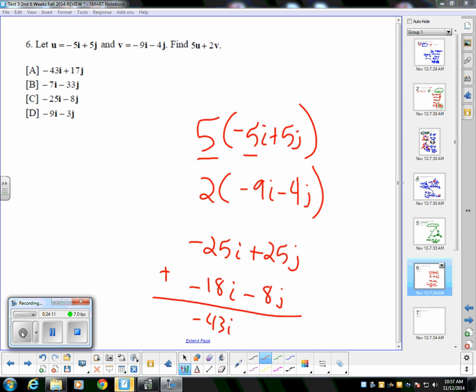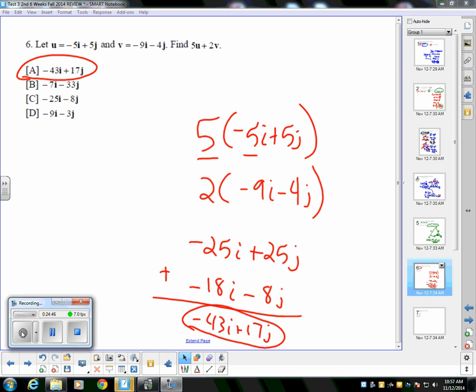Or you could just use your calculator. It works the same way. And what's 25 minus 8? 17. Okay? So my answer is negative 43i plus 17j. And there's only one answer choice that works there. So it's that one there. Thank you. All right, now again, could you have turned those into components and worked it that way? Absolutely, you could have. Is it best? That's your choice. You're the one that decides which way is best for you. But that was pretty straightforward. A has to be the answer there.